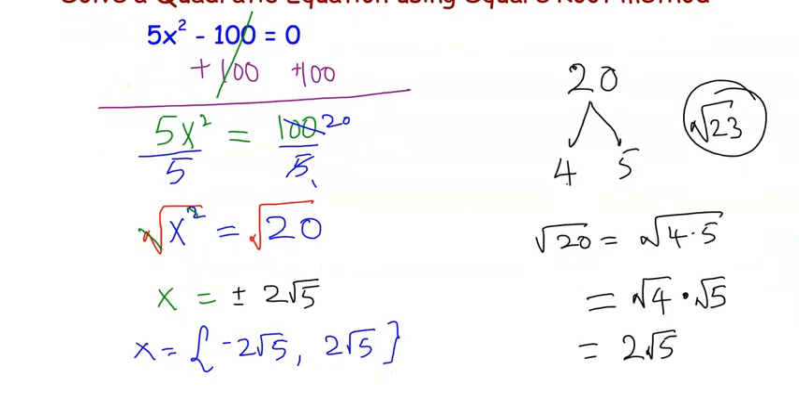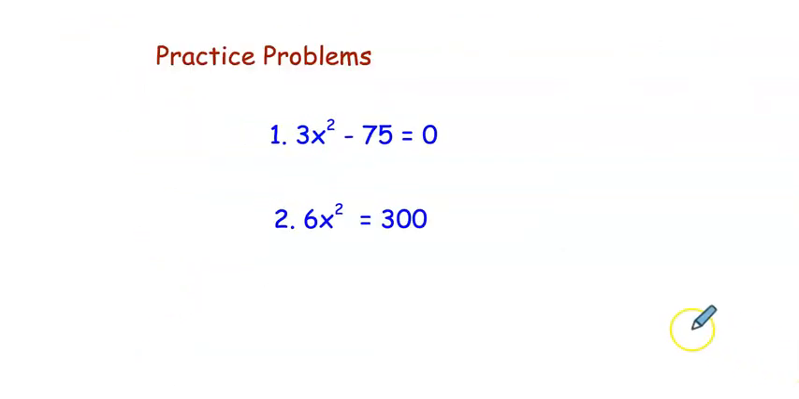That's all. So, I also have 2 questions here for you. Solve this: 3x squared minus 75 is equal to 0. And 6x squared is equal to 300.